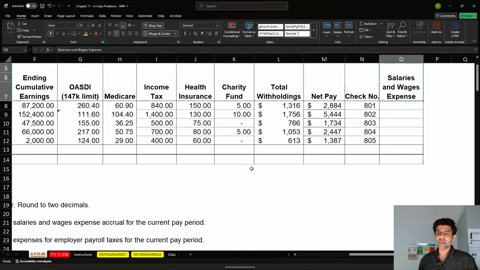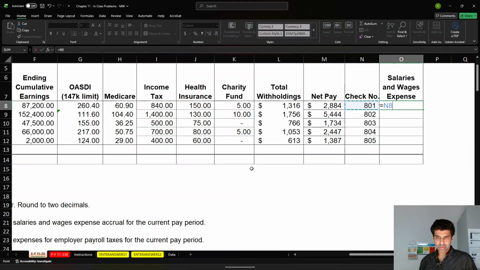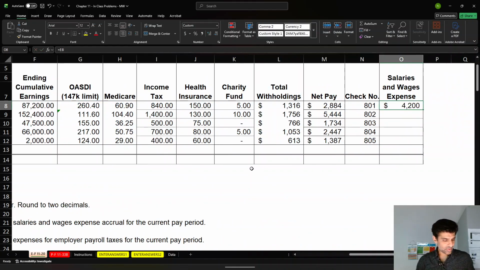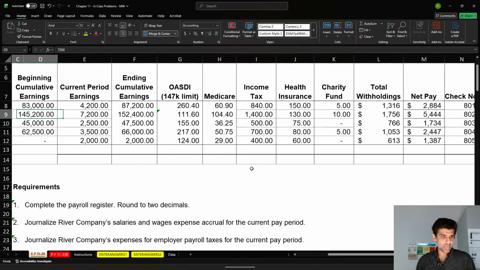Okay. What about the salary and wage expense? What is that? It's kind of a redundant column. Yeah, Mohammed, what do you think? It's the same as what? Exactly. Okay, this is just equal to the gross pay. So this is kind of a redundant column. It's the same as this.